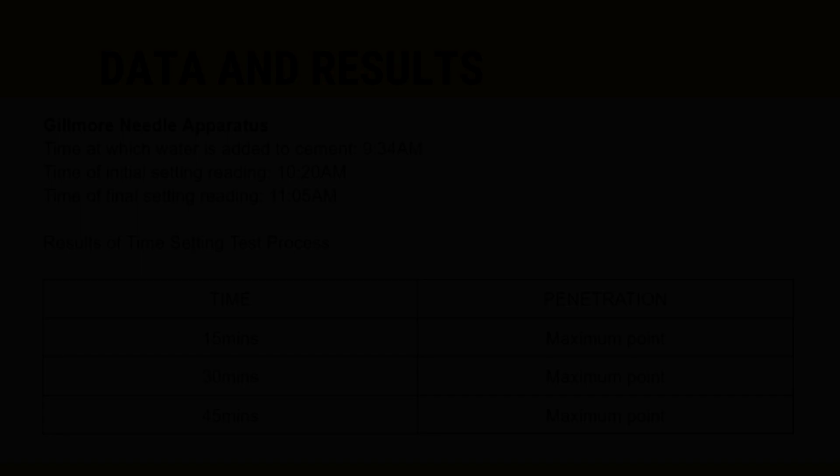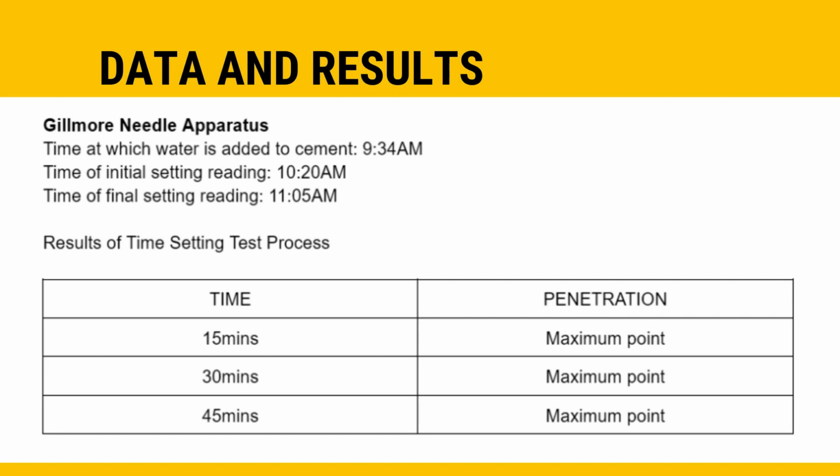So for the Gillmore needle apparatus, the time at which water is added to the cement is 9:34 a.m. and its time of initial setting reading is 10:20 a.m. and its time of final setting reading is 11:05 a.m. So these are the results of the time setting test process, wherein for the first 15 minutes it already reached its maximum point since the tip of the needle did not reach the surface, and we repeated it 3 times in different parts of the surface for verification.